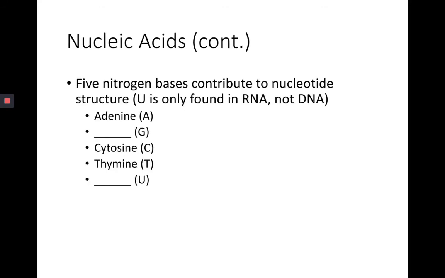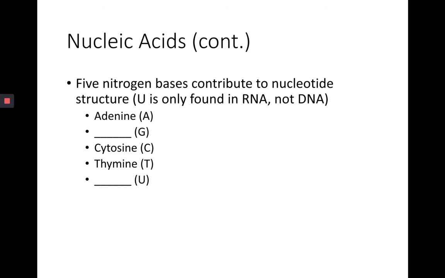There are going to be 5 nitrogen bases contributing to the nucleotide structure. We're going to look at them in just a minute. I've listed out all of their abbreviations. So for adenine, you would use the term A. For guanine, which is spelled G-U-A-N-I-N-E, you would use G. For C, it's cytosine. For T, it's thymine. And then the U stands for uracil, which is spelled U-R-A-C-I-L.